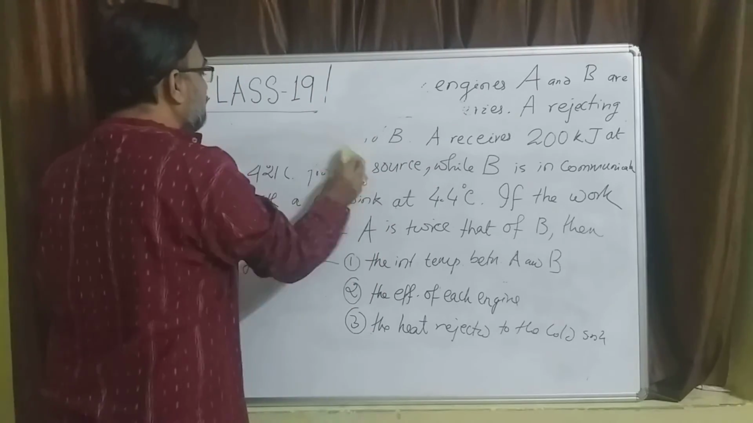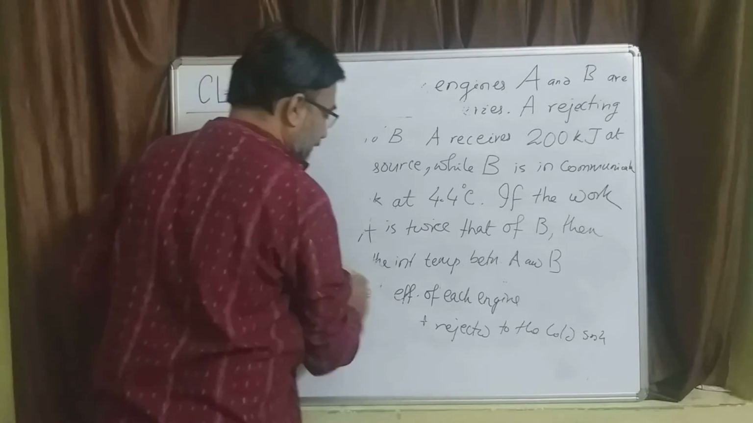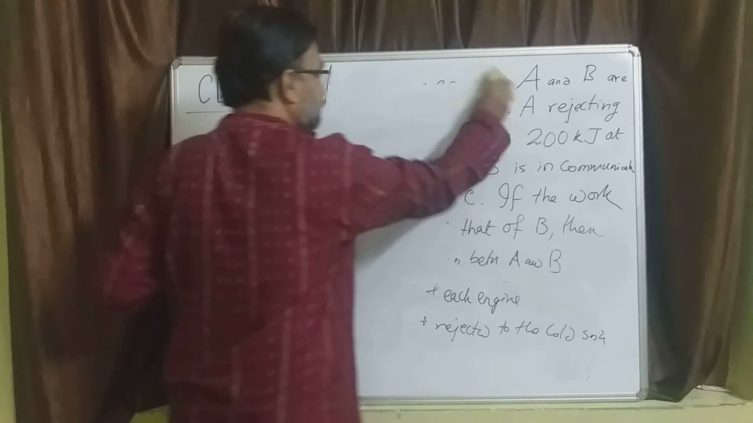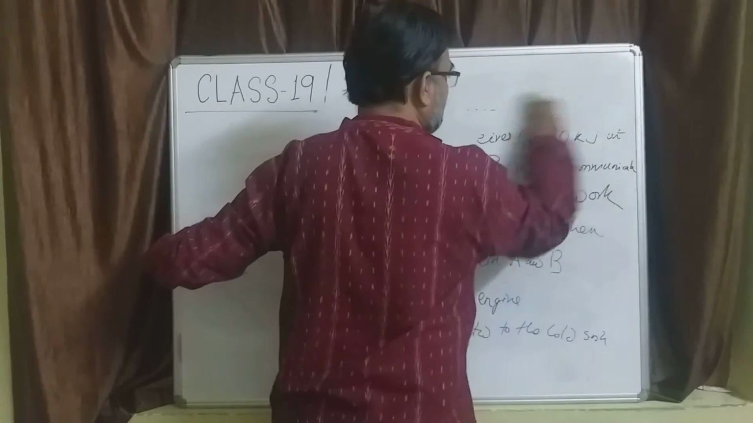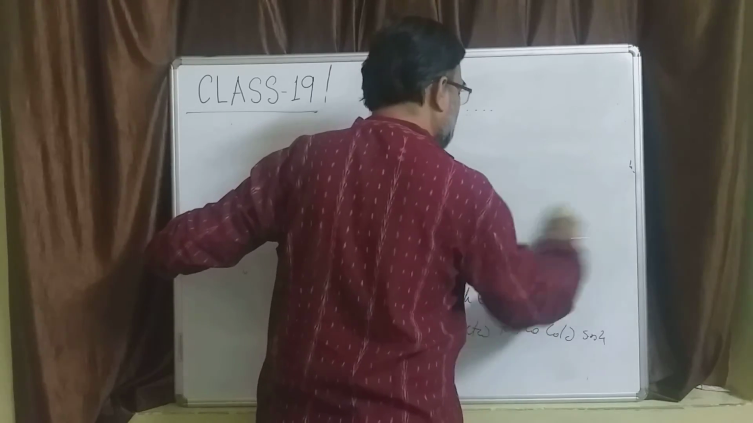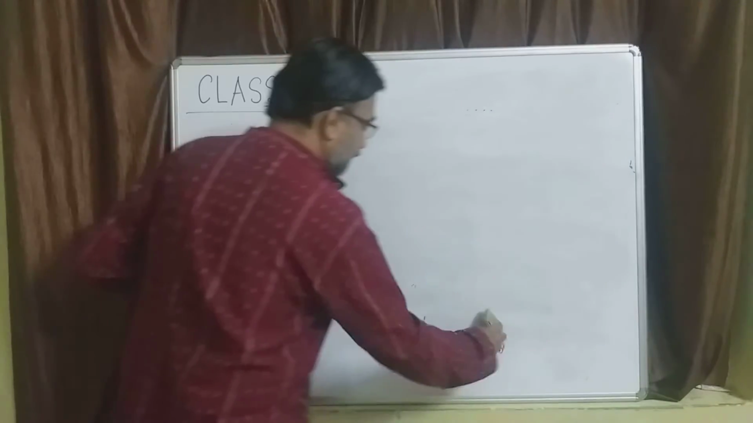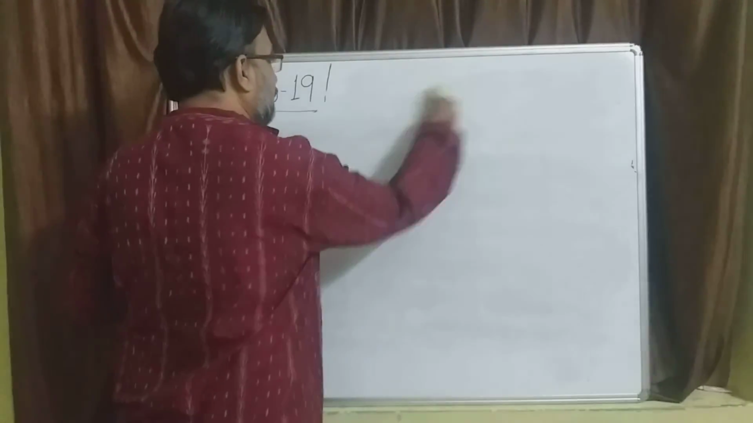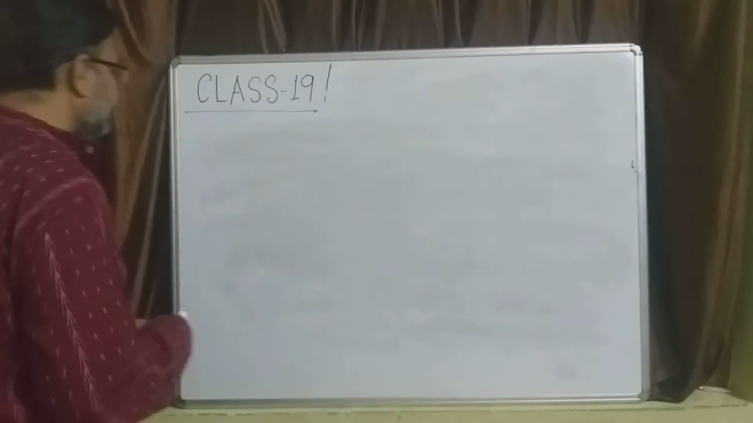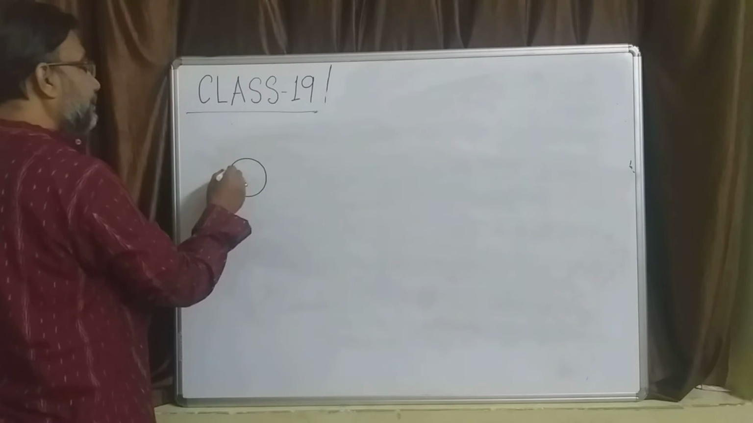So we will express this or represent this in a schematic diagram. Now student, this is not a case of a refrigerator coupled with an engine or an engine coupled with a heat pump. This is an engine coupled with another engine, and the arrangement is in the series manner in which the heat rejected by one is taken by the other as input energy. So it's very simple. So this is engine A.